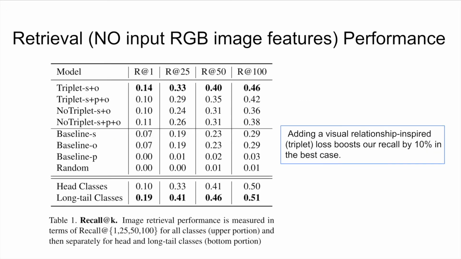The results seen in this table summarize the results presented in the previous slide in the graphs. Again, we would like to emphasize that no input RGB image features were used during retrieval, and only the scene graph embedding features learned from the layout prediction model were used. The upper part of the table corresponds to the graph on the left in the previous slide. We see that adding a visual relationship inspired or triplet supervision loss boosts our recall by 10% in the best case. The bottom half of the table shows the performance of head classes versus long-tail classes.